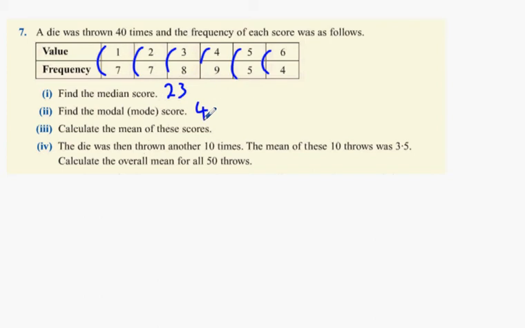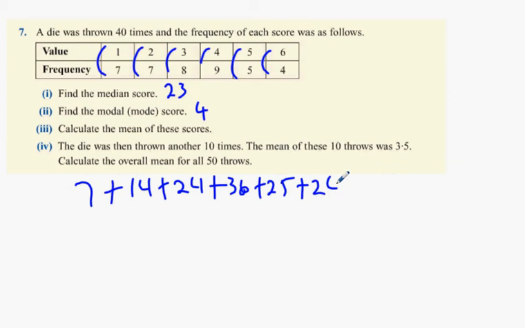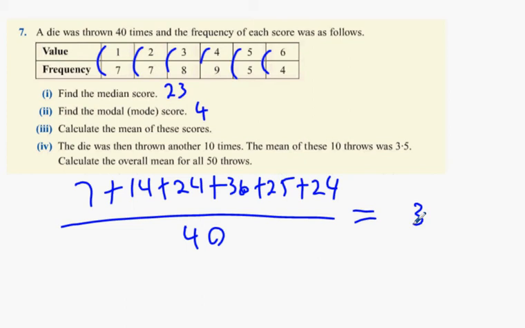Calculate the mean of these scores. 7 plus 14 plus 24 plus 36 plus 25 plus 24, all divided by 40. What does that come out to be? 3.25? So you add the top together, divide by 40. What do you get? Same thing? 3.25. Okay.